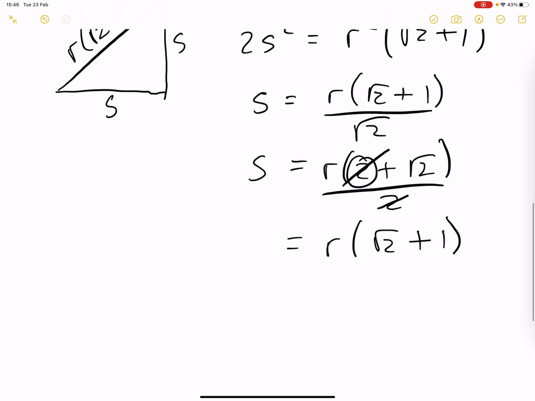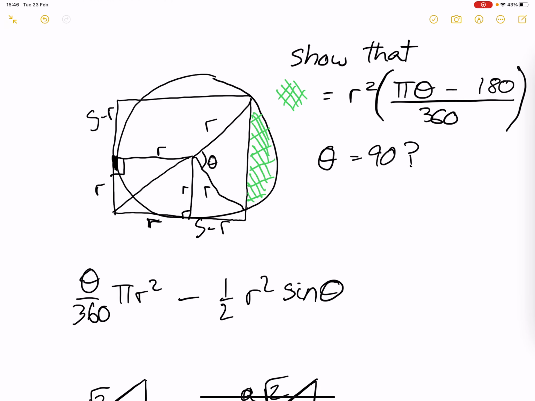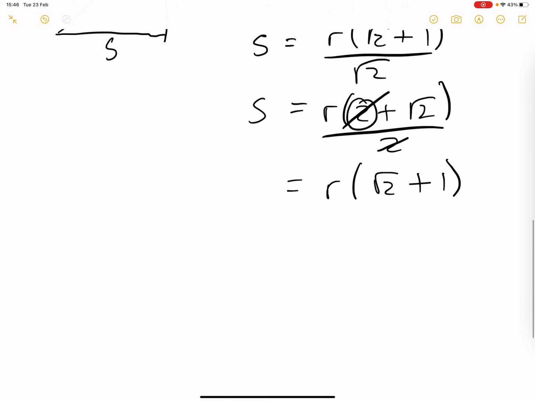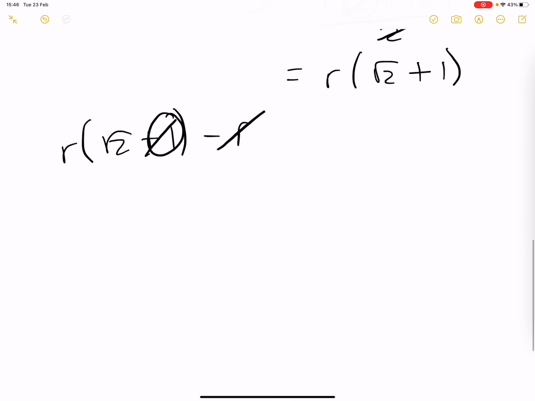We now have the side length of the square. How does this help us? So what we need to find now is the length s minus r. So we take the side length s, which is root 2 plus 1 times r, minus r. And we have this plus 1 here, which is multiplied by r, and we're minusing r, so these two values can cancel. So now we know that s minus r is just equal to r root 2.